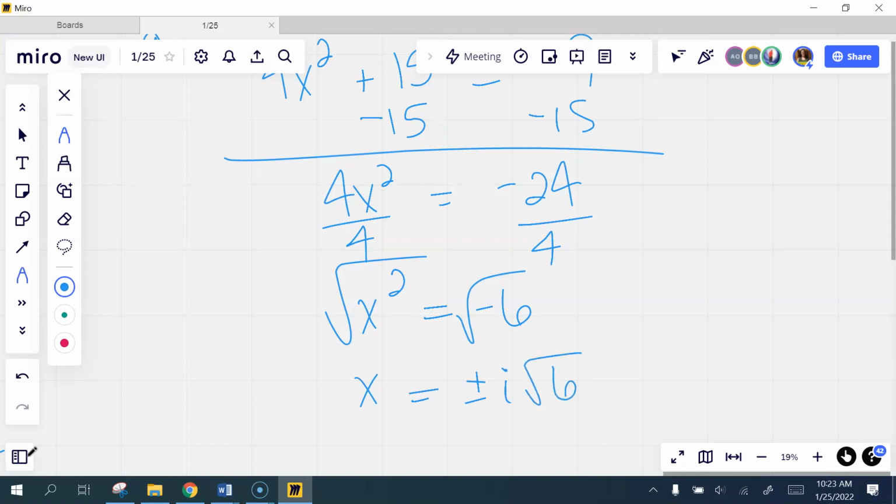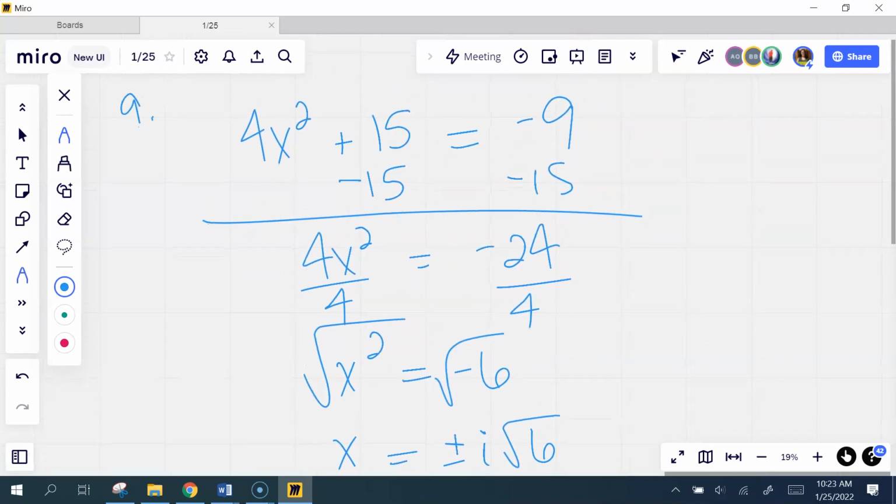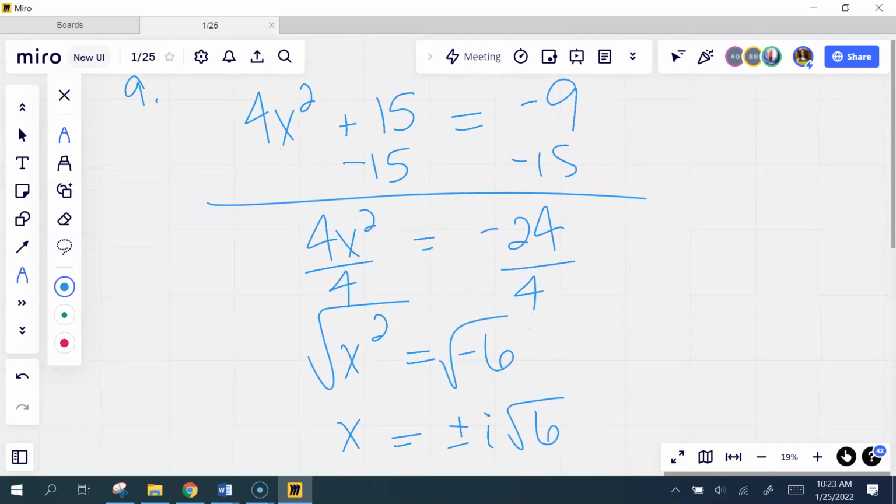How do you know you don't break it down again? Nothing goes into 6. There's not a perfect square you can divide 6 by, so I stop. Everybody okay? Y'all sure? Y'all got this so quick. Okay, let's talk about powers of i then.